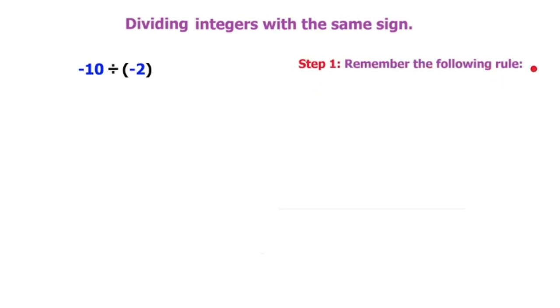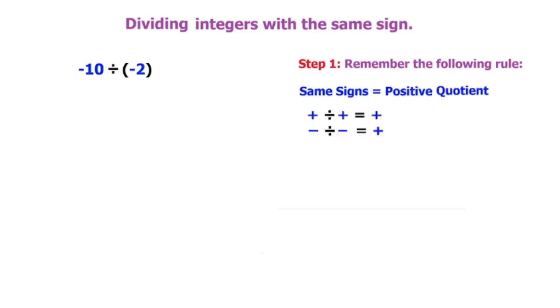So remember the following rule. The rule is, if we have same signs, we're going to have a positive quotient. So if we have a positive divided by positive, it's going to give us a positive. If we have a negative divided by negative, it's going to give us a positive. These signs are the same. When they are the same, they're going to give us a positive answer. Okay? That's what quotient means in division.